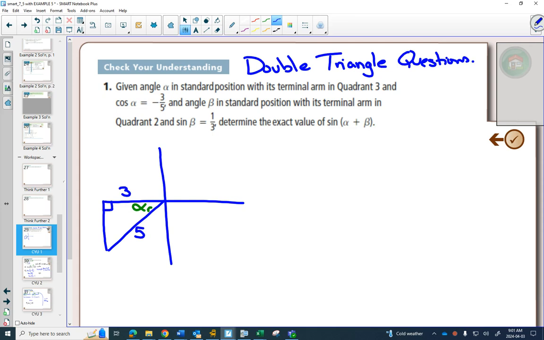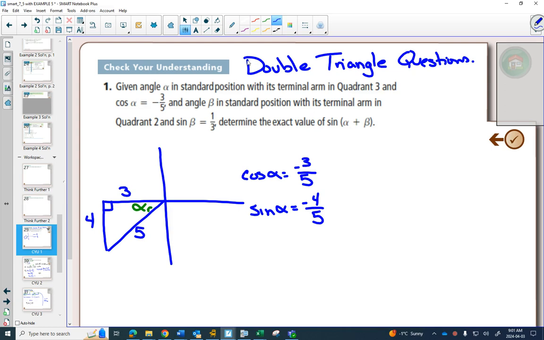Very famous triangle. Do you know the other side by heart? It's the 3, 4, 5 triangle. Now, we already knew that cos of alpha was negative 3/5 from this triangle. You also know that sine of alpha, opposite over hypotenuse, will be 4/5, and it'll be negative because sine is negative in quadrant 3.